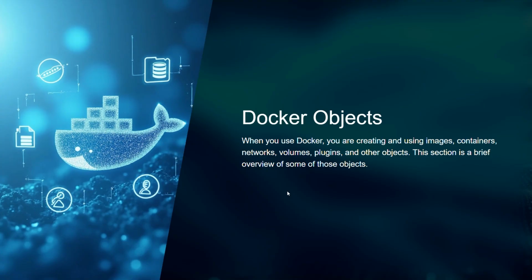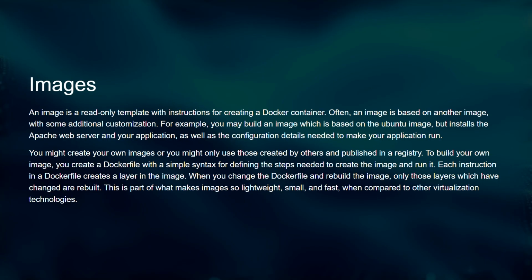Then Docker objects. When you use Docker, you are creating or using images, containers, networks, volumes, plugins, and other objects. This section is a brief overview of some of those objects. So we'll see what Docker objects are. First, images. An image is a read-only template with instructions for creating a Docker container. Often an image is based on another image with some additional customization. We have seen that an image is kind of a blueprint. We always need a base image for another image, right? So this is what it is saying.